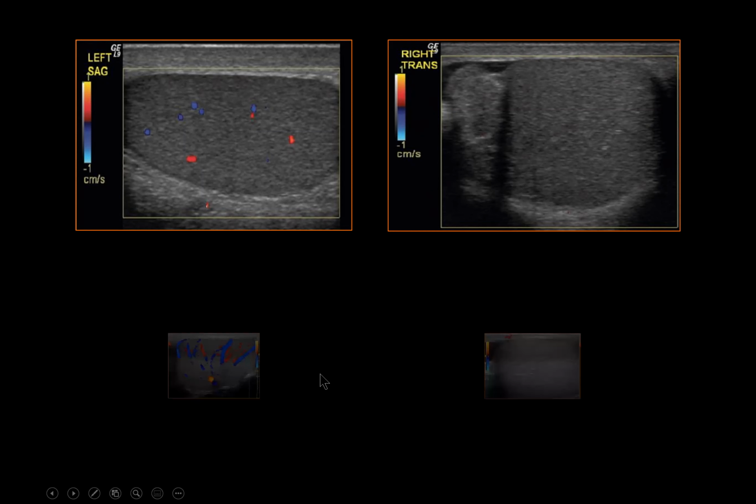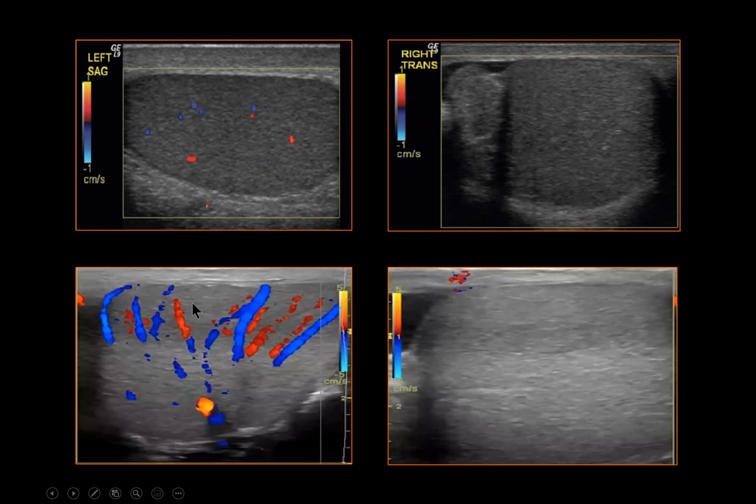This is another example of a normal testis compared with the torsed testis. Here there is fluid, and here there is blood flow. Here there is blood flow, and here there is no blood flow. So again, it is important to compare the two testes, use color Doppler in both, and make sure that you are using the same color settings in both.